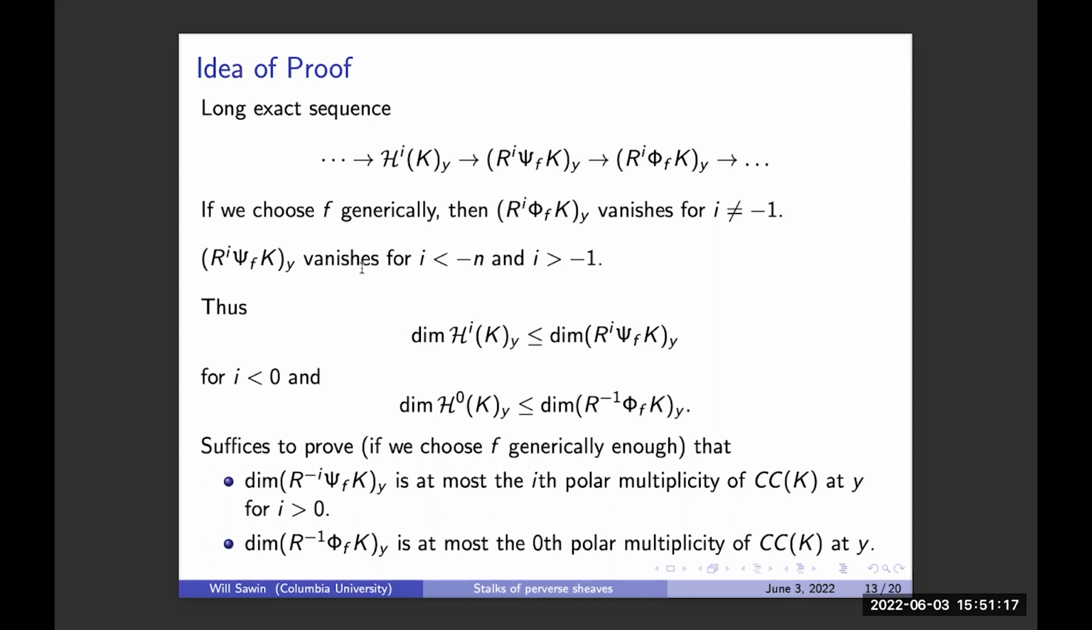And the nearby cycles is also going to have a perversity property, and that will tell us it vanishes for i less than -n and greater than -1. And if you plug those vanishings into the long exact sequence, you see that it simplifies tremendously. So in any degree less than 0, the cohomology of the stalk is going to be bounded by the cohomology of the nearby cycles. And in degree 0, the cohomology of the stalk is going to be bounded by the degree of the vanishing cycles.